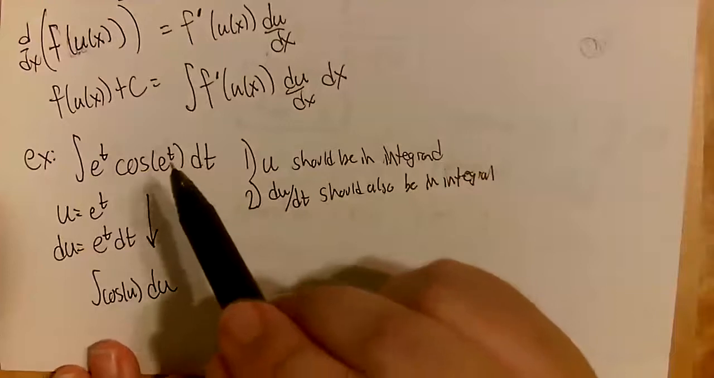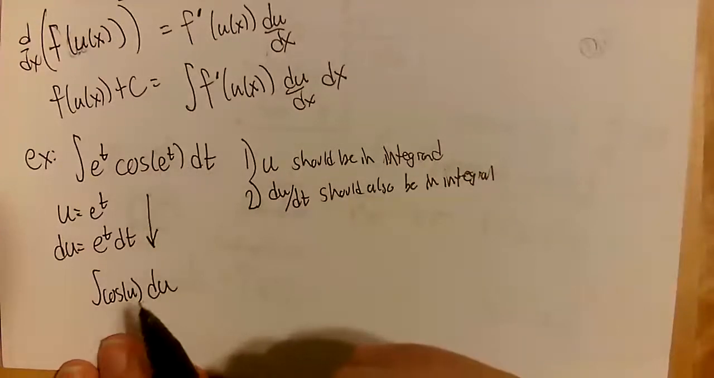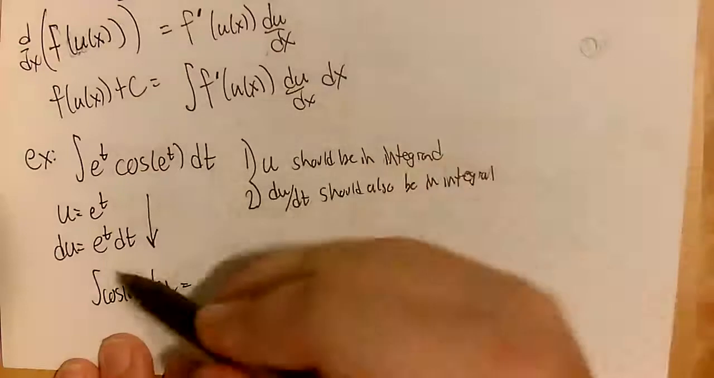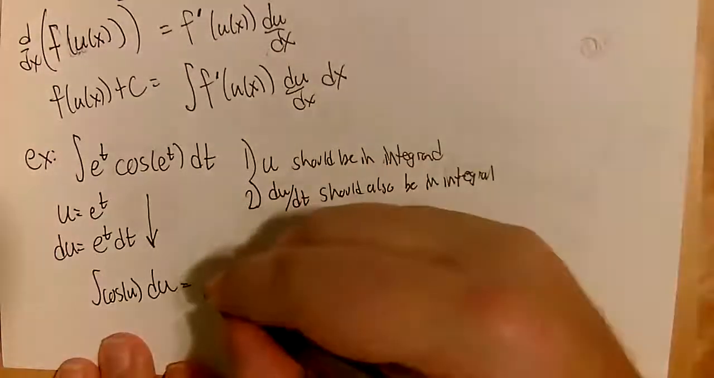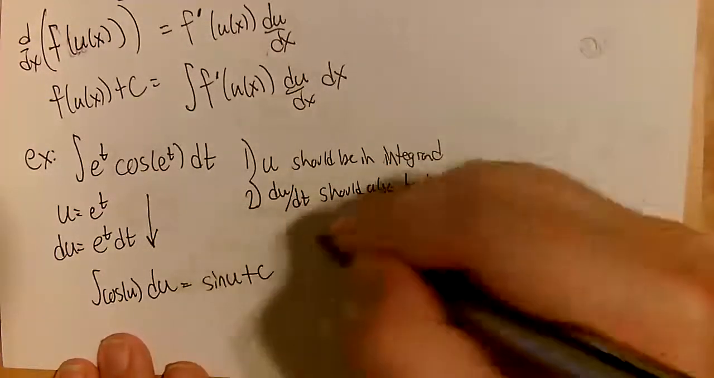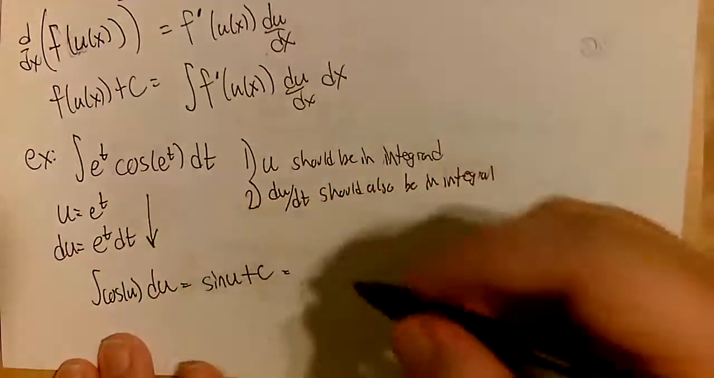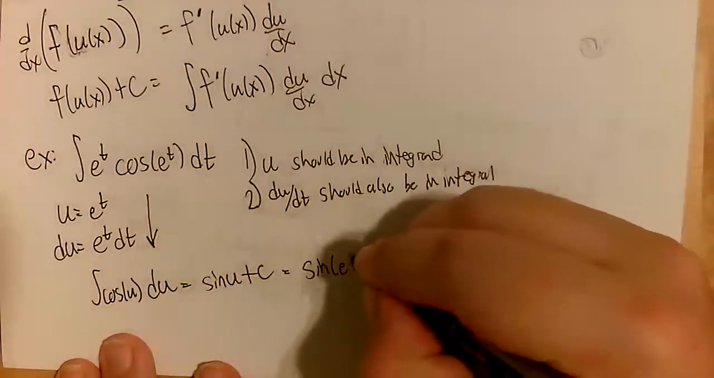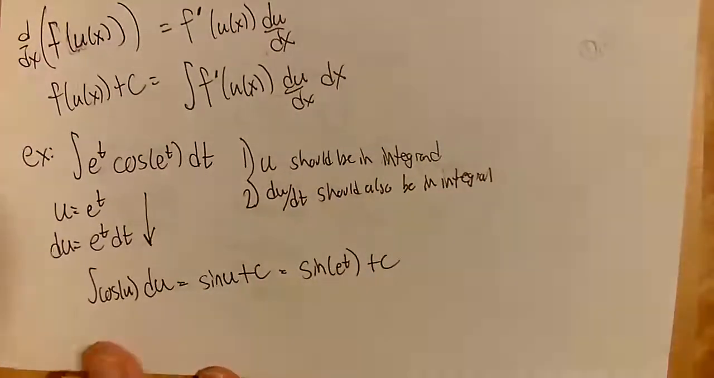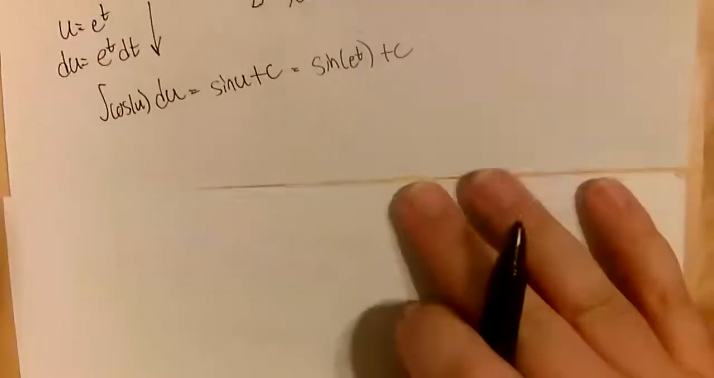We've turned this kind of nasty looking integral into something that's relatively easy to do. So by what we discussed earlier, the antiderivative of cosine will end up being sine of u plus c. And then the last step is to substitute back in what u is. So we end up with sine of e to the t plus c as our antiderivative of our original function here.